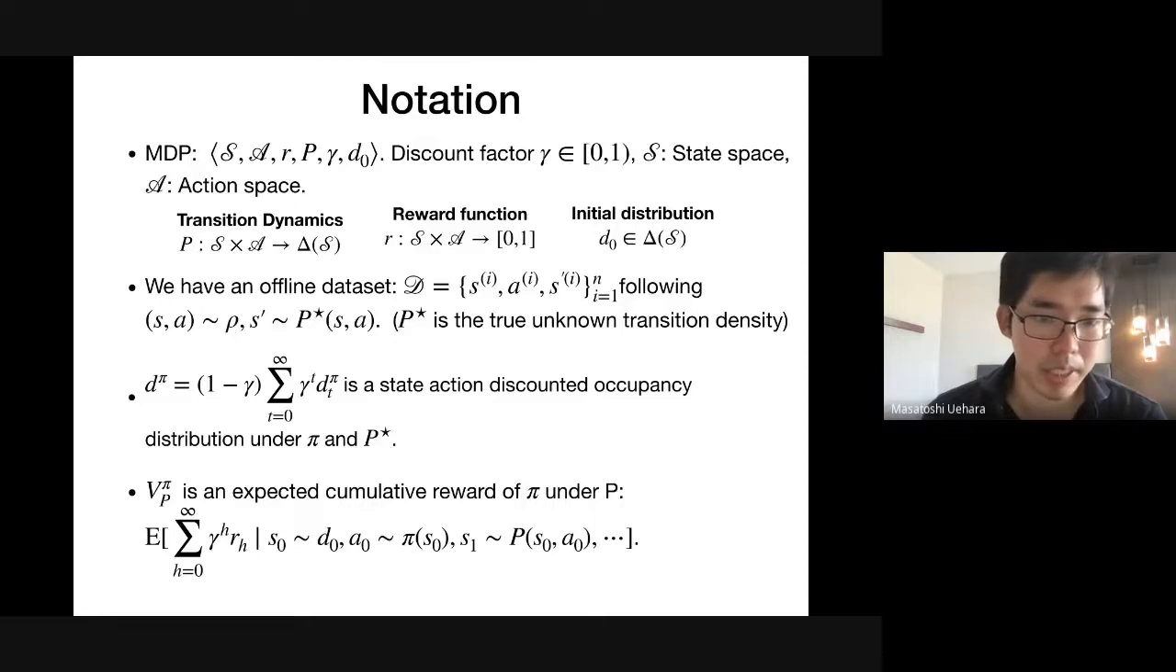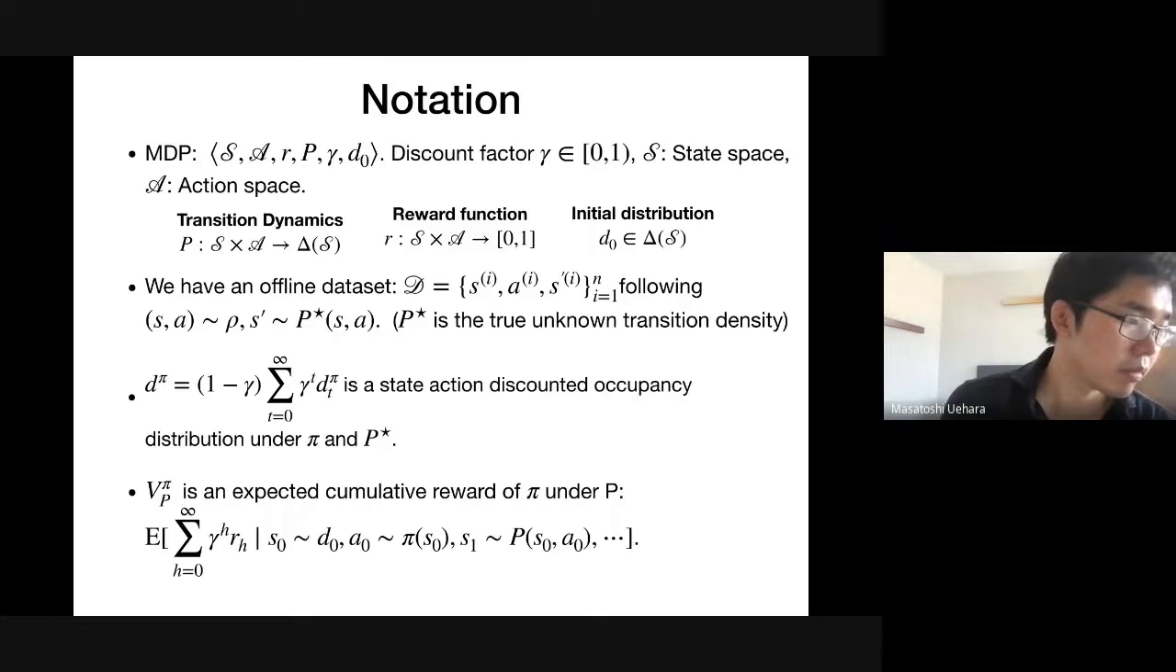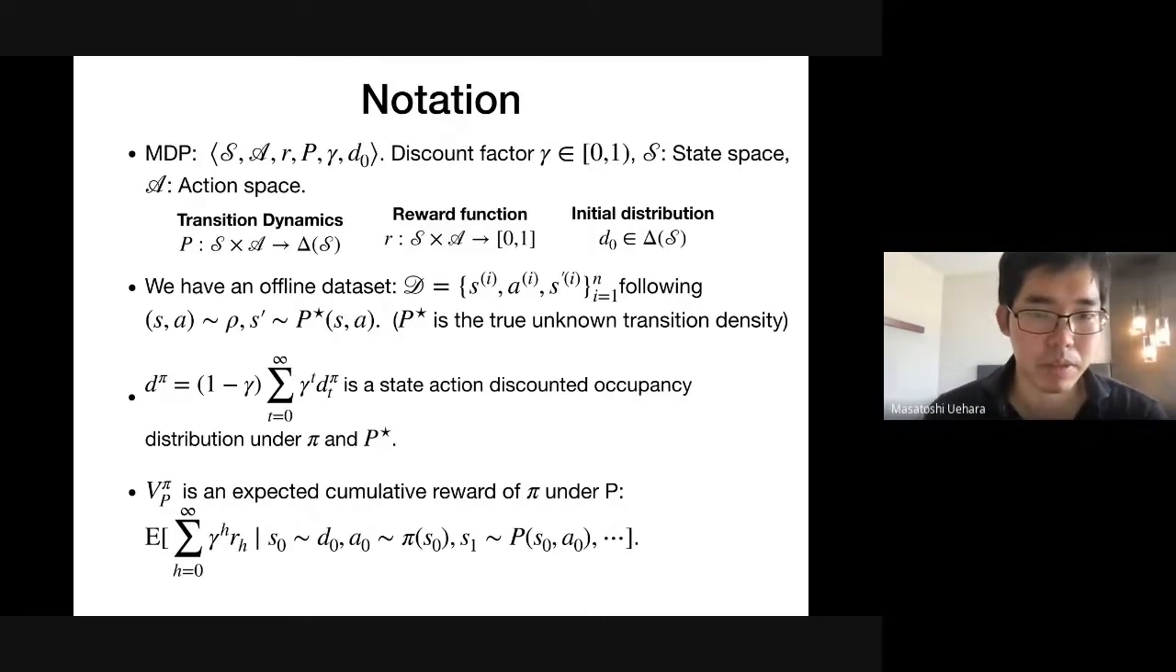And the data generating process is that S and A follow distribution rho, and S prime follows P star. So P star is the true unknown transition density.